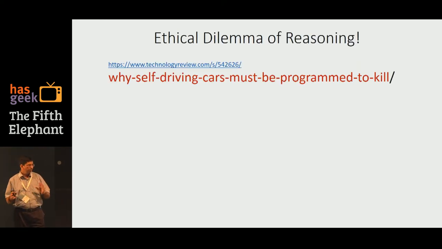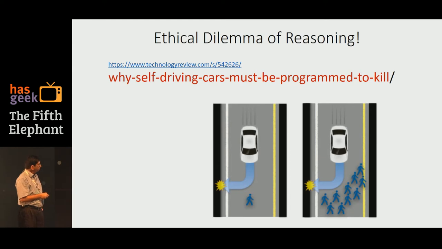Now, let me present a very ethical dilemma. So we talked about state, actions, and goals. Now, we are living in an era of autonomous cars. One of the recent news around that was: why self-driving cars must be programmed to kill, right? That means it is okay to kill, there's a threshold to it, you can't just say definitely not kill. And in that article, they show this picture. The car is coming, a pedestrian is crossing, and so there is a state. The car can observe the state, and then the car has to take an action.